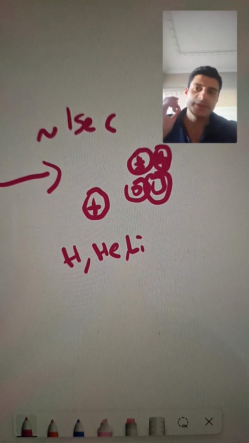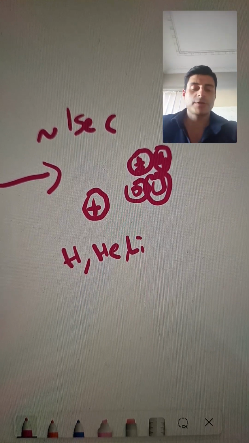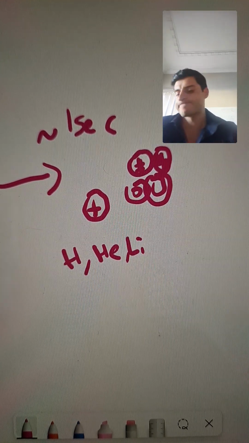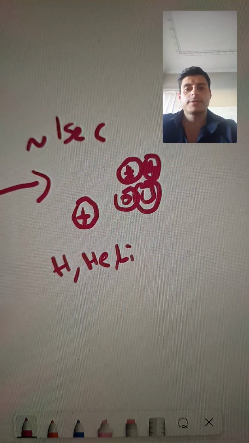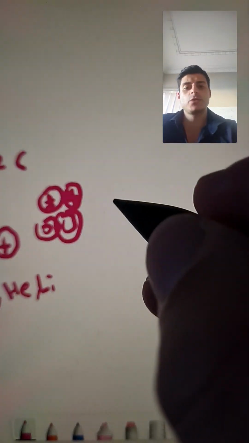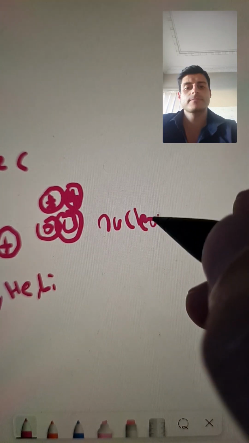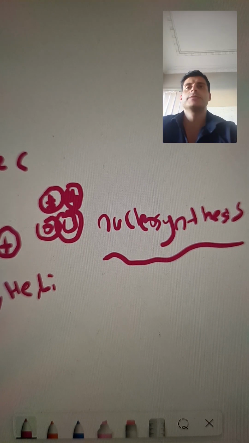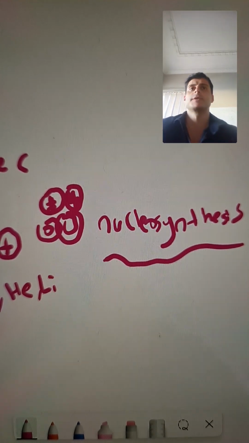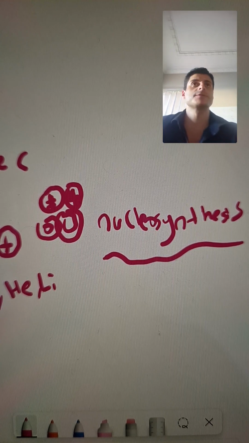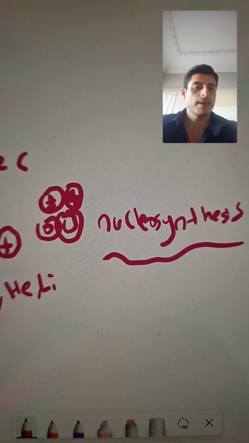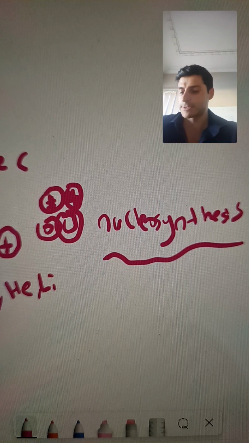Let me rephrase this. The simplest of elements, the hydrogen, helium, and lithium that we know of on the periodic table, formed first in the early universe. And this phase in the universe's evolution is called nucleosynthesis. So nucleo concerns the nucleus. Synthesis means to combine, put together. So nucleosynthesis is the phase during which protons and neutrons could combine to form nuclei of the most basic elements.